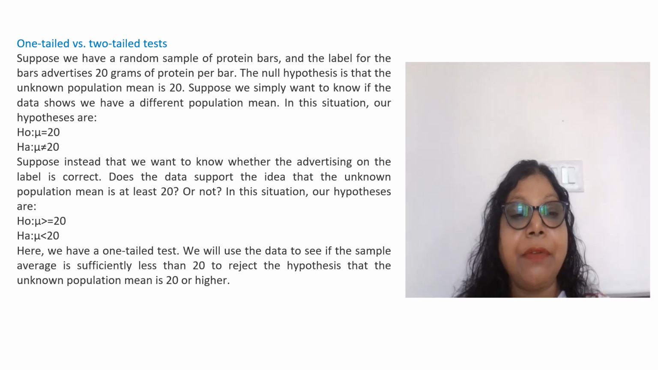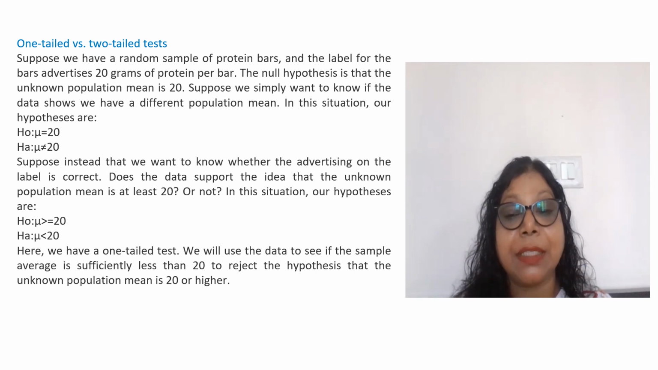Now, suppose instead that we want to know whether the advertising on the label is correct. So, does the data support the idea that the unknown population mean is at least 20 or not? So, in this situation, our hypotheses are that the null hypothesis is that the mean is greater than or equal to 20, while the alternate hypothesis says that the mean is less than 20. So here we have a one-tailed test. We will use the data to see if the sample average is sufficiently less than 20 to reject the hypothesis that the unknown population mean is 20 or higher.